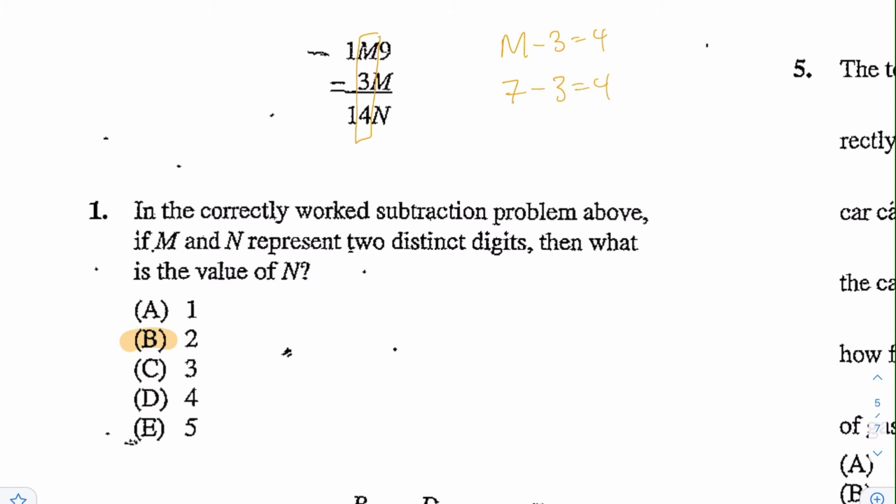Once you figure out that m is equal to 7, you can then substitute back in. It will be 9 minus 7, which has to be equal to 2. So n has to be equal to 2, which is choice B. So this problem will be 179 minus 32, and the answer is 147.